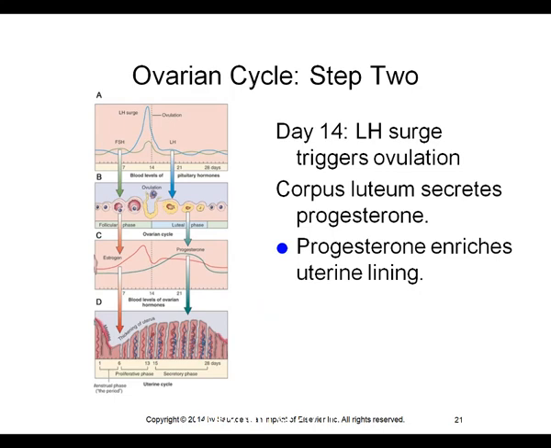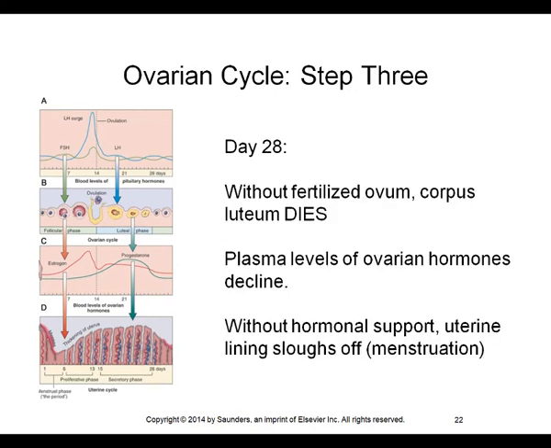Day 14 is the LH surge, like we discussed. The corpus luteum secretes progesterone. Progesterone enriches the uterine lining. Day 28. Without the fertilized ovum, the corpus luteum dies. Plasma levels of ovarian hormones decline. Without hormonal support, the uterine lining sloughs off.